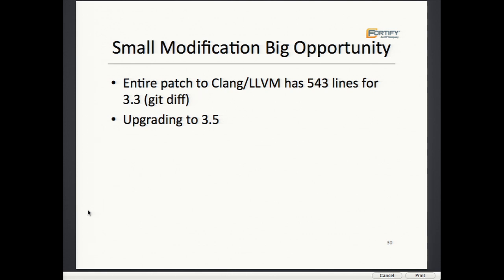This is actually a very small change to Clang, to the front end and LLVM. The entire patch only has 543 lines, plus a little verifier, which verifies that all the source level information is correct in the bitcode. And now we're upgrading to 3.5, because 3.5 has some changes in generating the bitcode and debugging information.